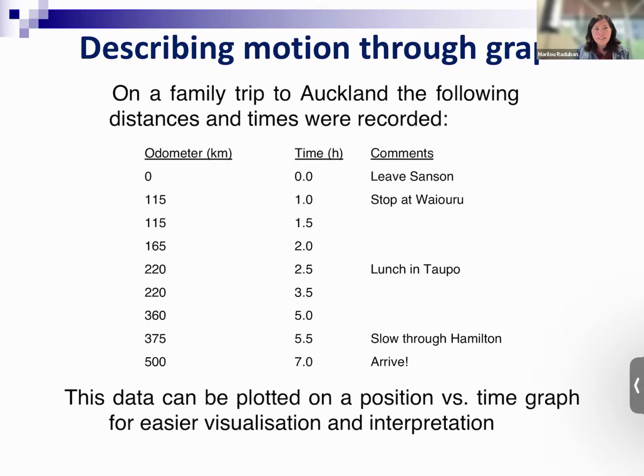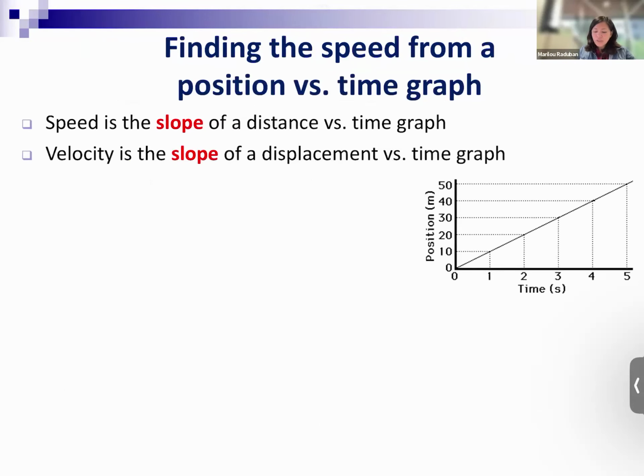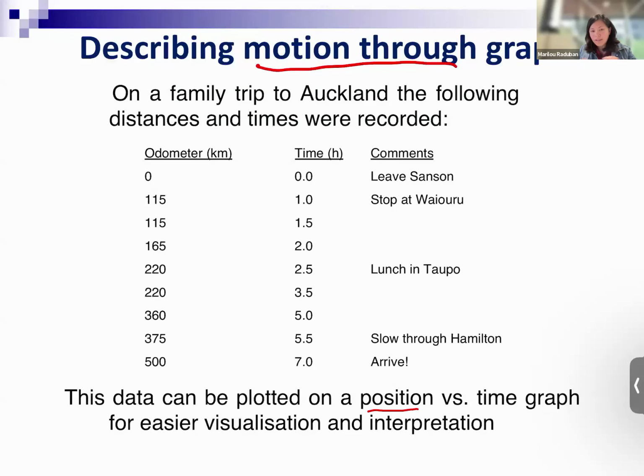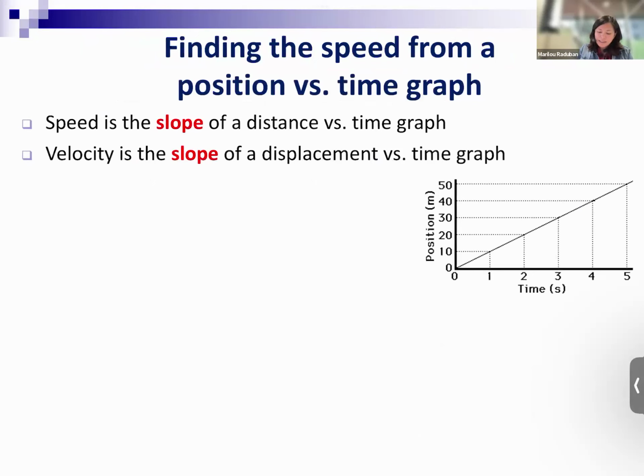Looking at tables and numbers like this, it's quite difficult to interpret what's going on during the motion. And sometimes it's easier to look at graphs. And therefore, we have motion graphs that describe the object's motion. So let's now look at motion graphs. When we say motion graphs, the x-axis will always be time, and the y-axis will either be position, velocity, or acceleration.